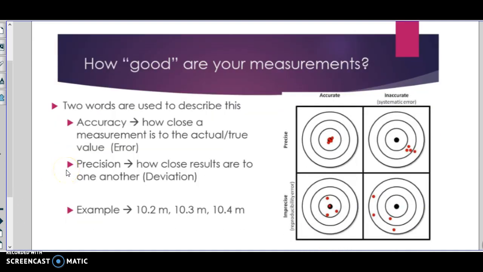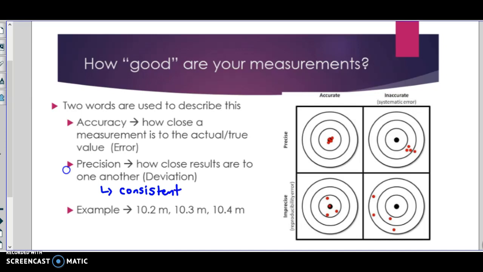There are a couple of terms that are really helpful in determining how good our measurements are. They are accuracy and precision. If you are accurate, you are close to the actual or true value. For example, if the melting point is supposed to be 45.2 degrees Celsius and you get 45 degrees Celsius, you're accurate. Precision is how close results are to one another. I like to define precision as whether or not you are consistent. Do you consistently get the same value?